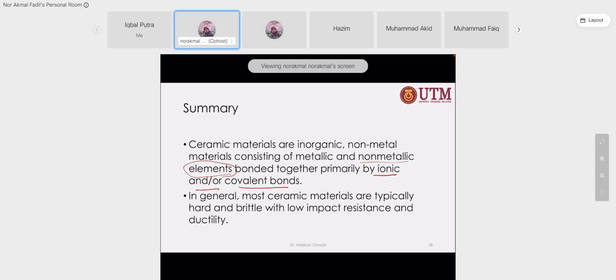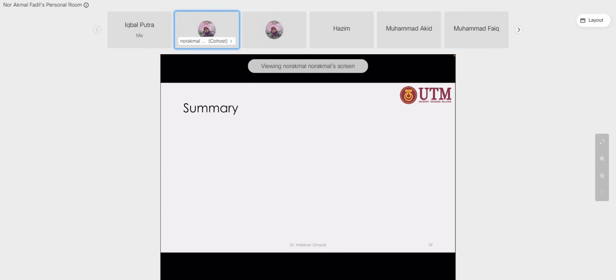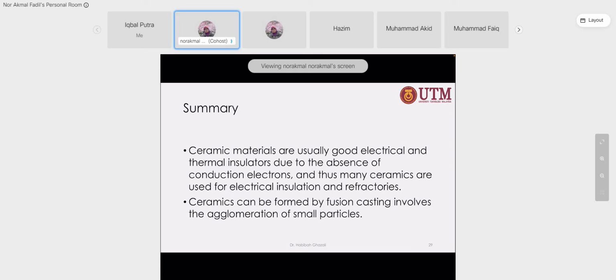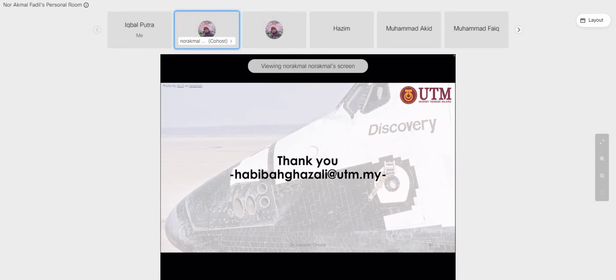In general, most ceramic materials are typically hard, brittle, with low impact resistance and ductility. Ceramic materials are usually good electrical and thermal insulators. Why? Because of the absence of conduction electrons. Thus many ceramics are used for electrical insulators and refractory materials. Ceramics can be formed by fusion casting or by the agglomeration of small particles.